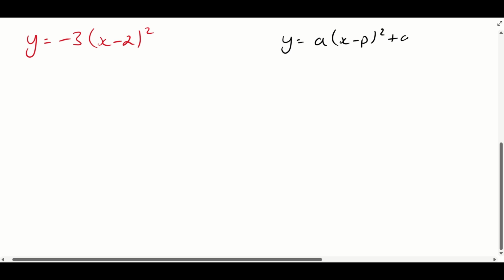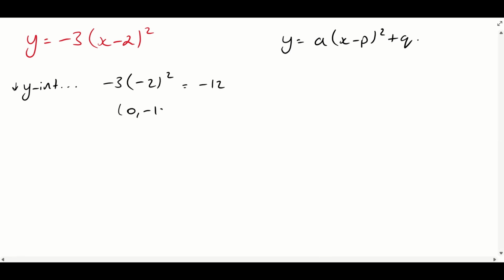Let's have a look at another example. So it might be y equals negative 3 times (x minus 2) squared. And remember, the general form, I'll write it over here, is a times (x minus p) squared plus q. So first of all, our y-intercept. Well, our y-intercept is just when x is equal to 0, so we just plug that in. We get negative 3 times (minus 2) squared, so we are at minus 12. So at (0, -12), we get ourselves a y-intercept.